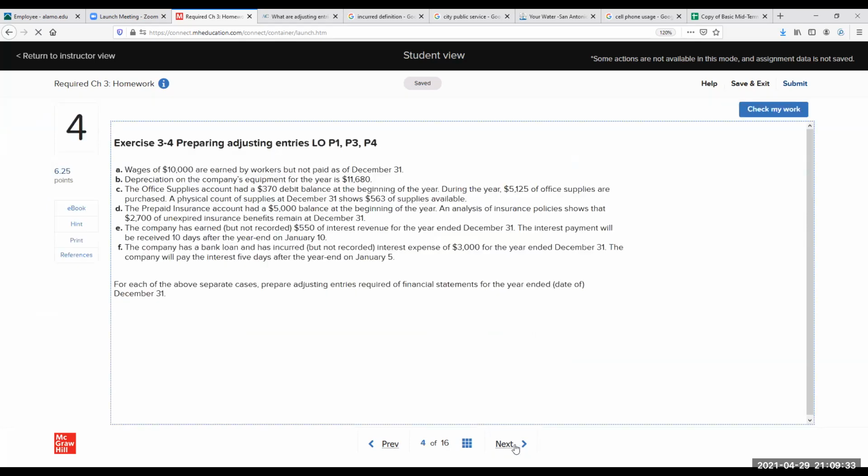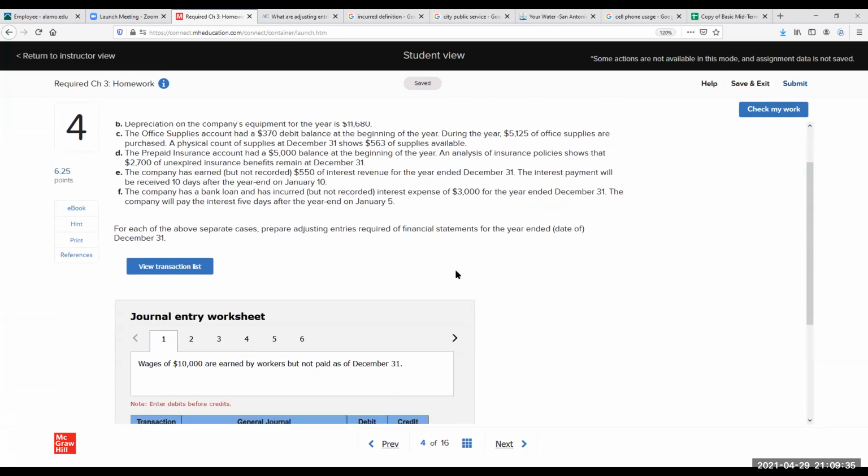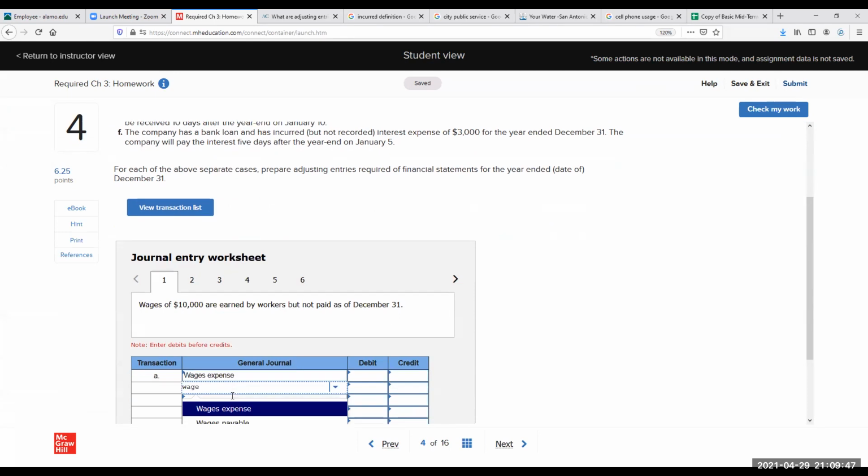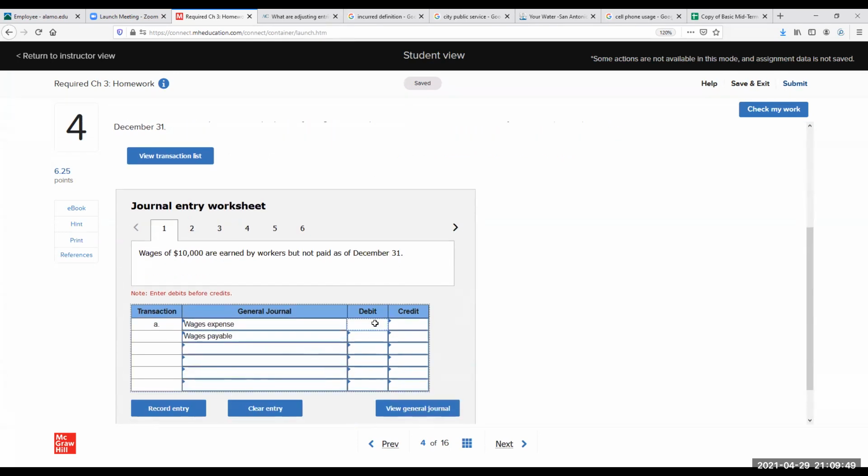All right. So over and over, you're doing adjusting entries. So you got a lot of practice to do. Wages are earned by workers, but not paid on New Year's Eve. So that means the company has wage expense and it has a liability. It owes these workers $10,000. In this way, you're putting it on their books. You're recording the transaction that occurred.